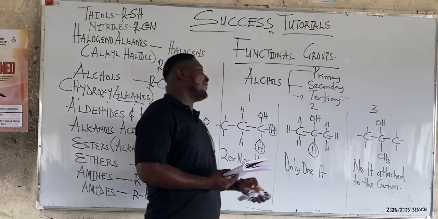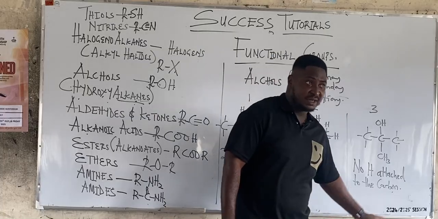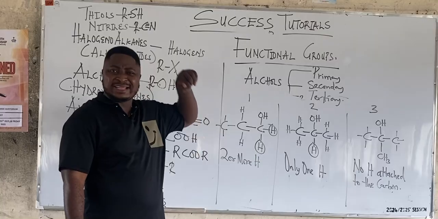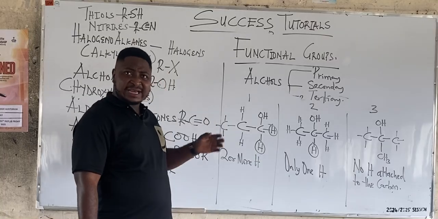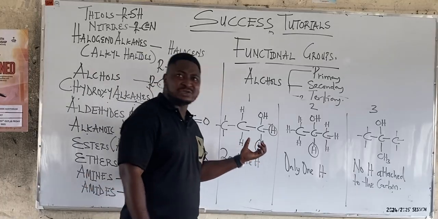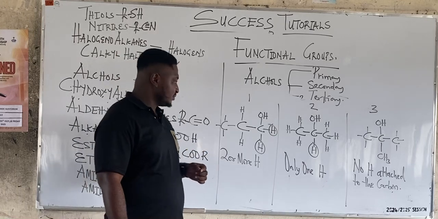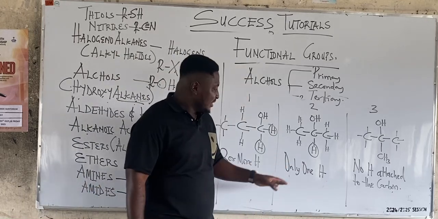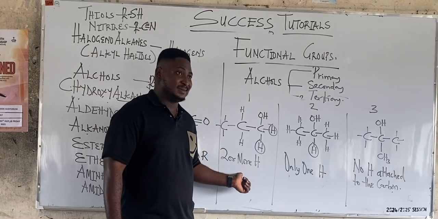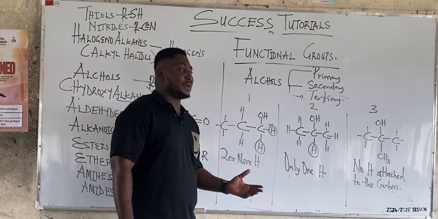So with this, I think I've already summarized the definition of primary, secondary, and tertiary alcohols. A primary alcohol is an alcohol in which the carbon bearing the OH group has only one hydrogen directly attached to it. Are we together? Has only one hydrogen attached to it directly. A secondary alcohol is an alcohol in which the carbon bearing the OH group. What did I just say here? My brain just replayed it back to me.